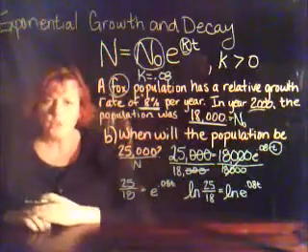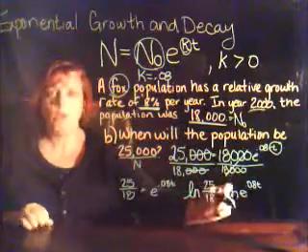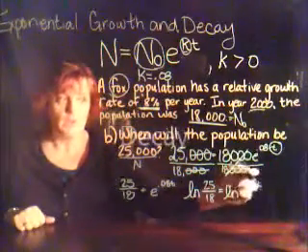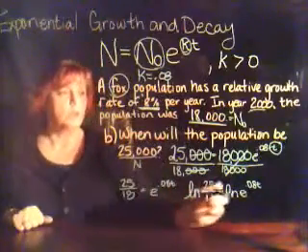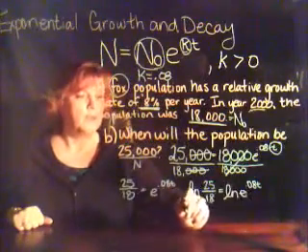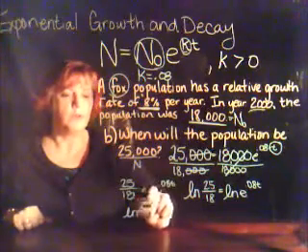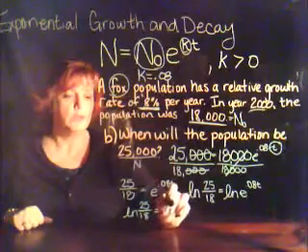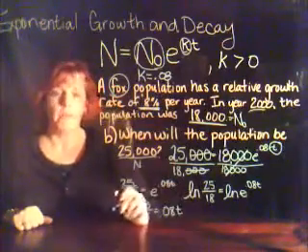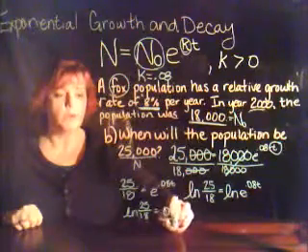And the reason I chose natural log is because of this e. When I have natural log of e raised to an exponent, it's going to equal just that exponent. So I will have the natural log of 25 over 18 is equal to 0.08t. Now it's not so hard to get t by itself. I just divide by 0.08.